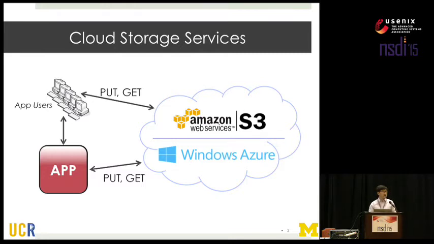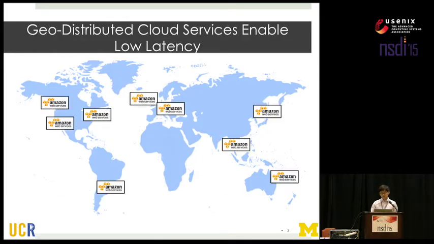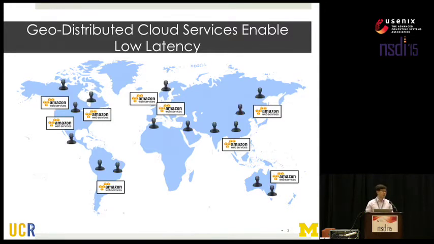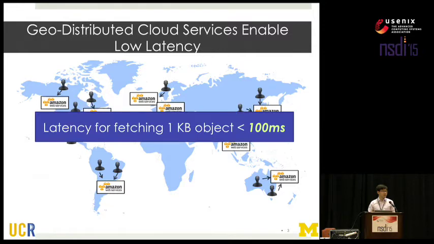In particular, our interest in those services is because they have many data centers across the globe. If we consider a popular application that has users all over the world, by leveraging the geo-distributed cloud data centers, every user can be served by the closest data center and have low latency. For example, based on our measurements, more than 90% of PlanetLab nodes can fetch small objects within 100 milliseconds from their closest S3 data centers.